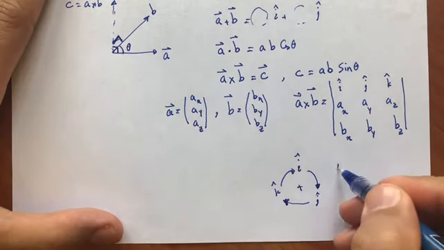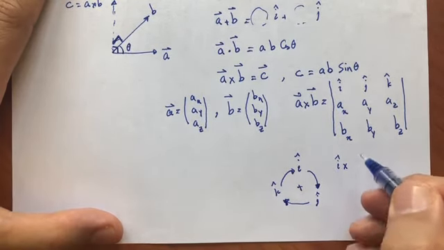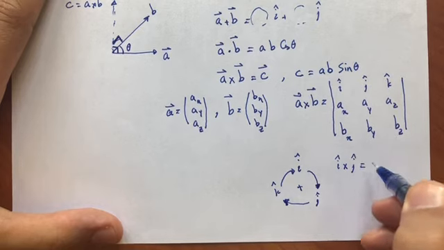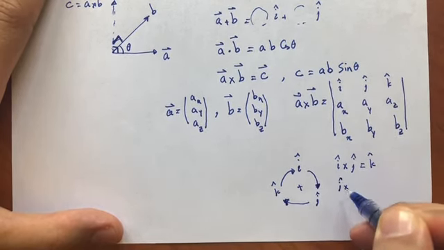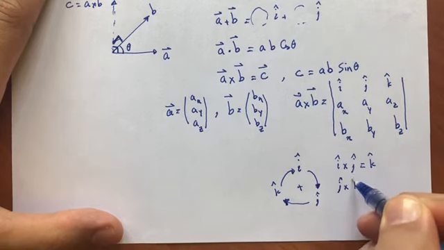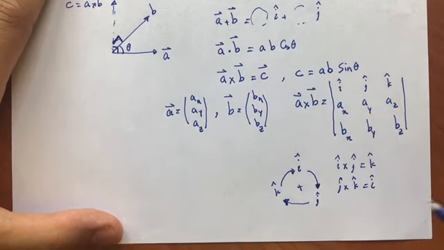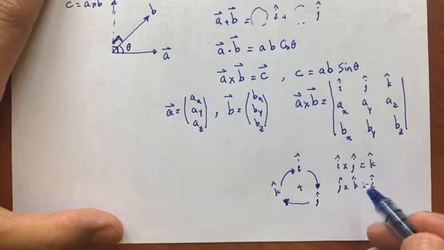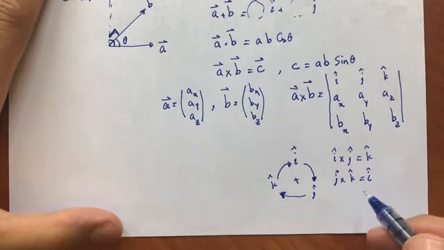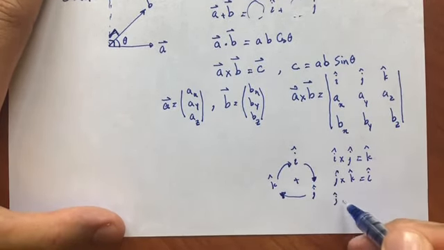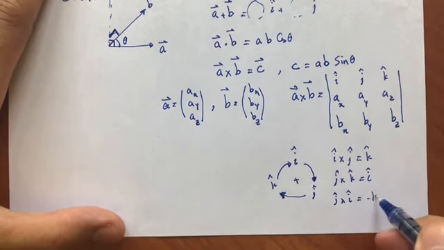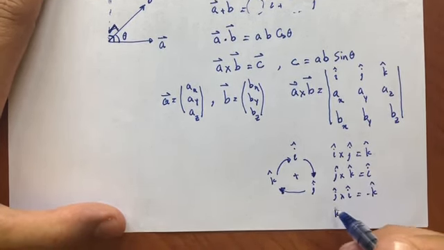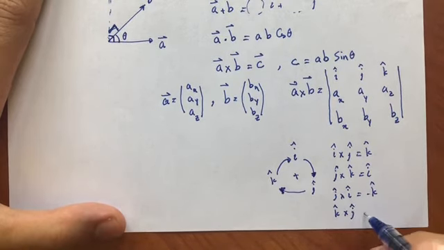So let me write a few of them. i cross j is k. j cross k is i. And if you invert the order, it's going to be negative. For example, j cross i is negative k, or k cross j is negative i.